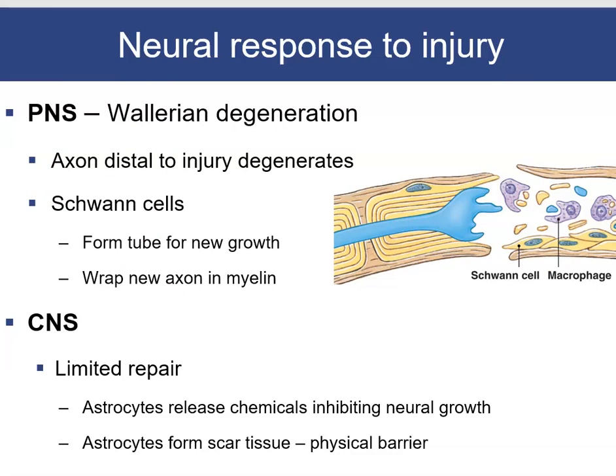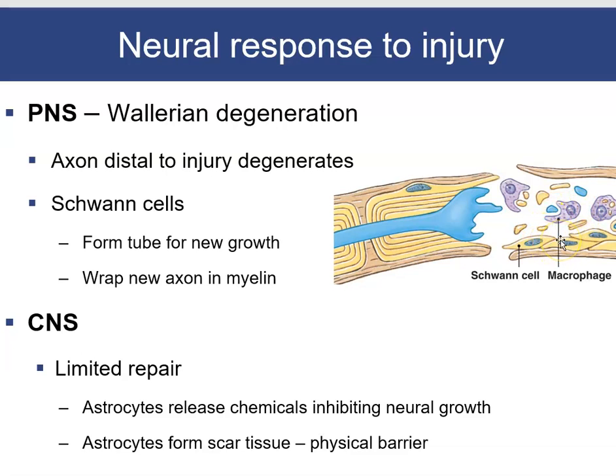Neurons or nervous tissue will respond to injury, but it is different whether we are in the peripheral nervous system or the central nervous system. In the peripheral nervous system, the process is called Wallerian degeneration. What happens? Here, there's been damage to the neuron. The axon has been severed. The axon distal to the site of injury will disintegrate and degenerate.